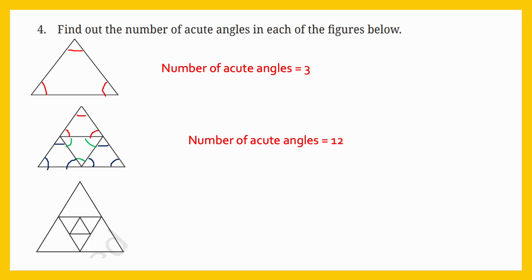Then see the next figure. How many acute angles are there? See there are 21 acute angles. How many triangles are there? There are 7 triangles. Each triangle with 3 acute angles. So, total 7 into 3, 21 acute angles are there. So, number of acute angles is equal to 21.